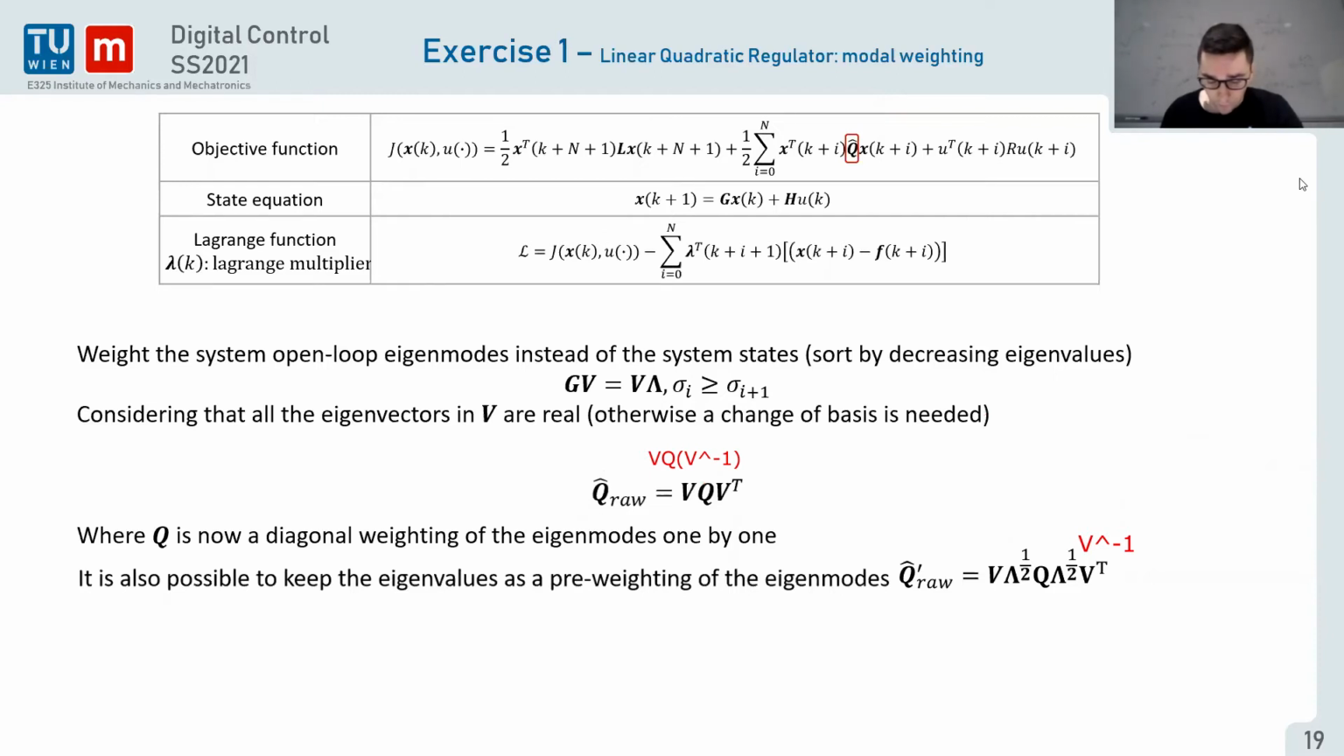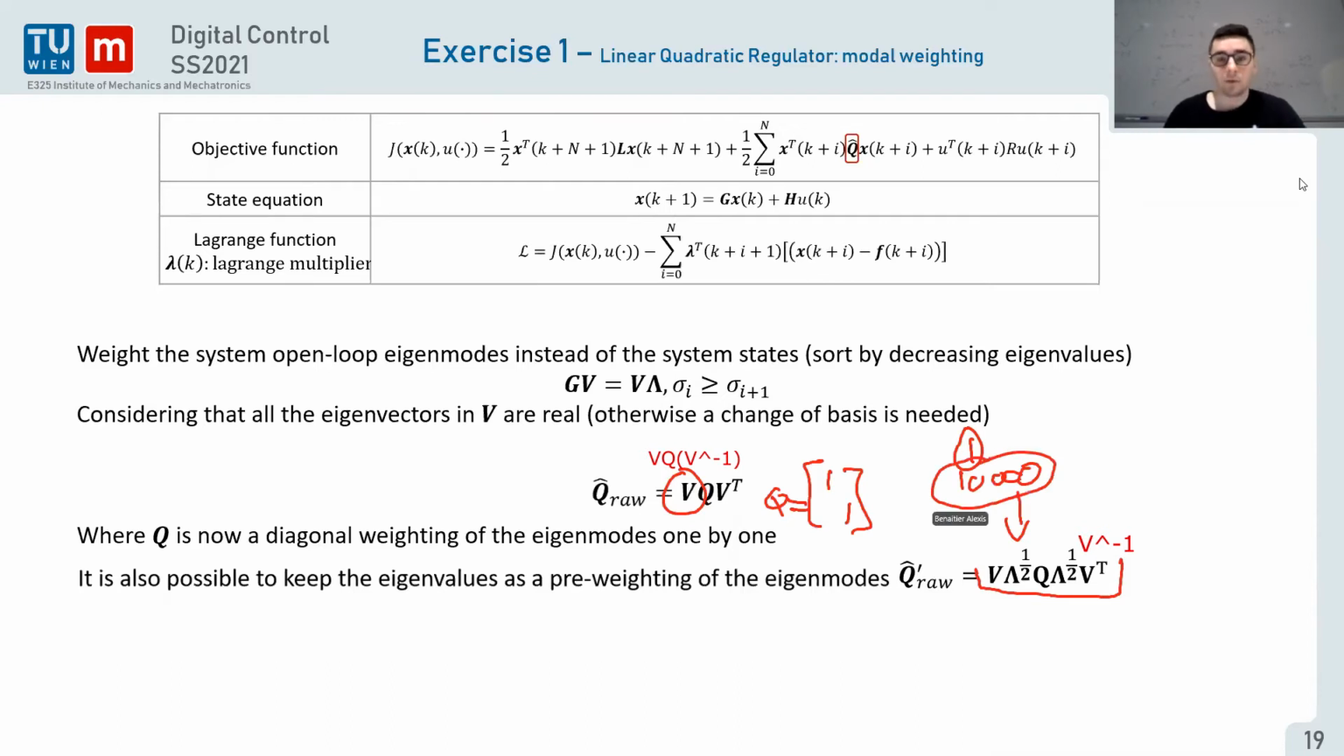Then you can also already include this lambda matrix here, the square root of lambda. This is just to have some pre-weighting on the modes. So for example, if you have two modes, one has an eigenvalue of 1 and one has an eigenvalue of 10,000, then if you take Q equal to 1, 1 like this, the first eigen direction has the same weighting as the second one. If you're using this formula here, the first eigen direction is weighted by 1 if you're using this Q, and the second one is already multiplied by 10,000 because the eigenvalue is much greater, so it should be much more important.